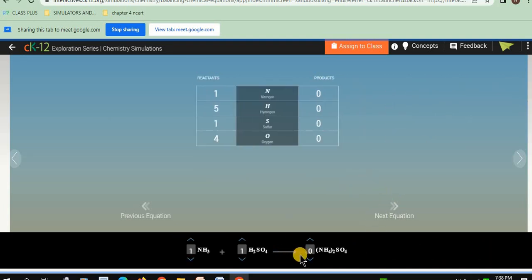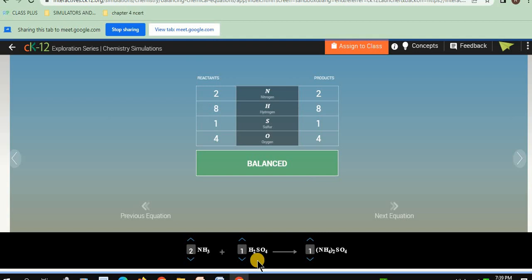Now we have to do one more question. How many sulfate are there on the right hand side? 1. Left hand side 1. Okay, balanced. How many nitrogen on the right hand side? So we will make 2, and here you can make 2. Balanced. Now one more question to you here: is ammonia an acidic or basic gas?